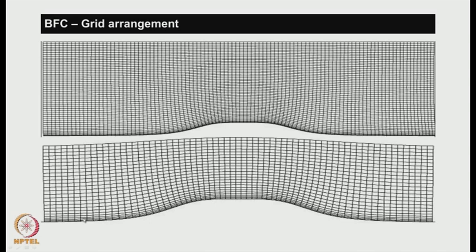For the same geometry, you are seeing here two types of mesh, both structured, both body fitted. The bottom one is a coarse mesh, the top one is a fine mesh for the same geometry with the same grid arrangement, but the number of grid points is more in the fine mesh shown on top and less in the bottom, which is called the coarse mesh.